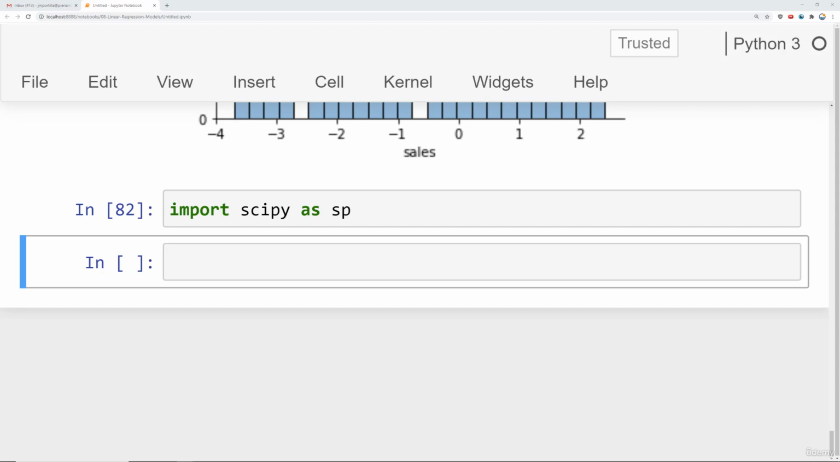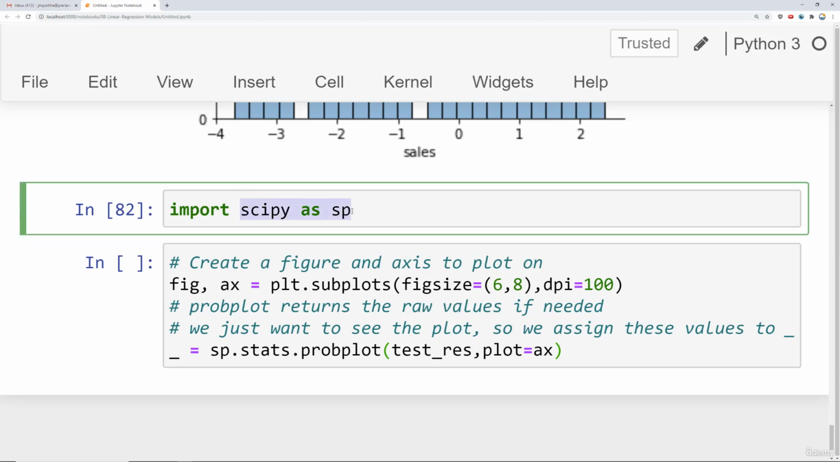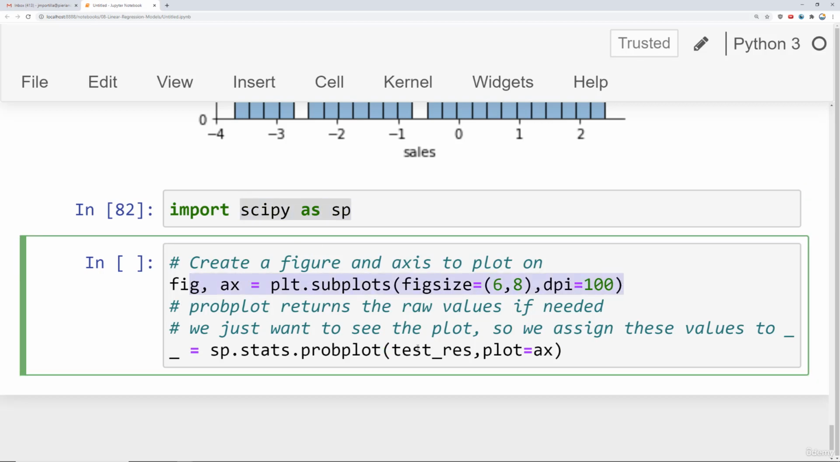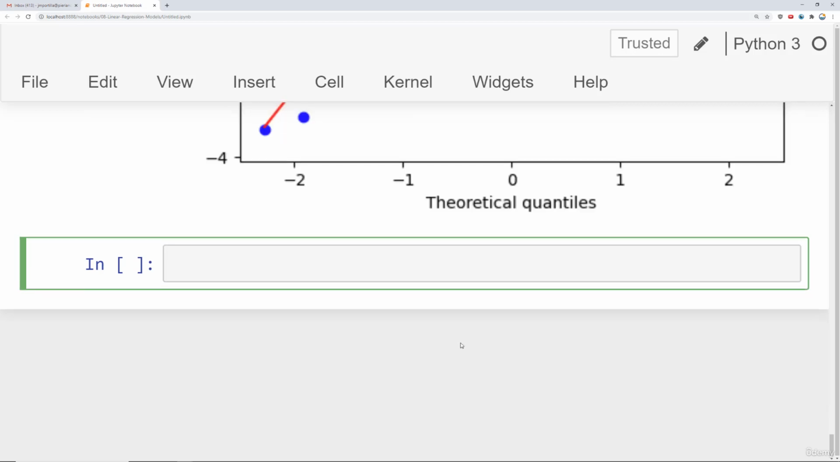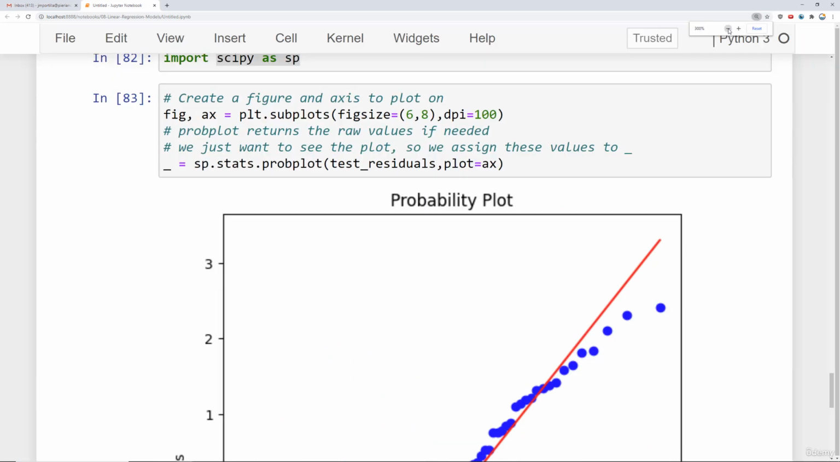People who are coming in from academia or are used to the R programming language are probably used to this normal probability plot. What it does is compare your quantiles to the theoretical ones if it was normally distributed. So what we do here is import SciPy as sp, create the plt subplots, and then it automatically creates this probability plot for us. We can pass right here our test residuals. Go ahead and plot it, and we get a plot that looks like this. I'm going to zoom out just a little bit so we can see this full plot.